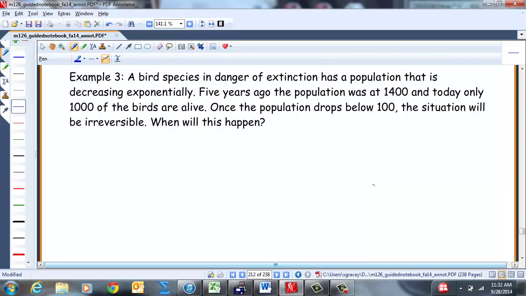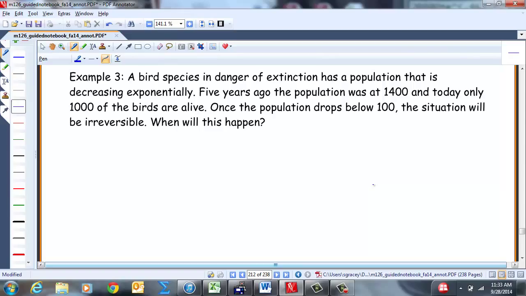All right, so let's see what's going on. We have this bird species, right? So we need to make a model for it, and we need to do the same stuff. What did we do? We found our initial population, we found our decay constant in this case, and then we're going to find out when the population will equal 100, and that will give us information to answer the question.